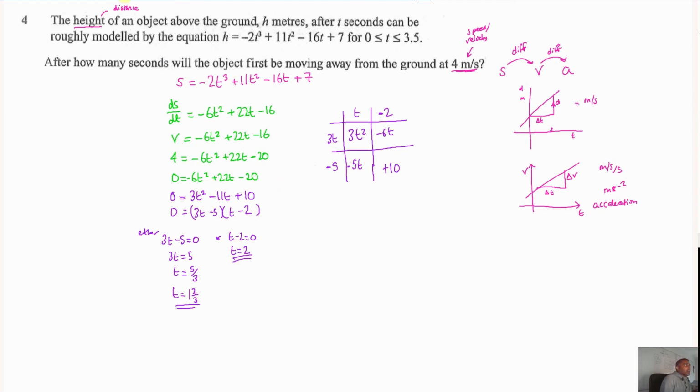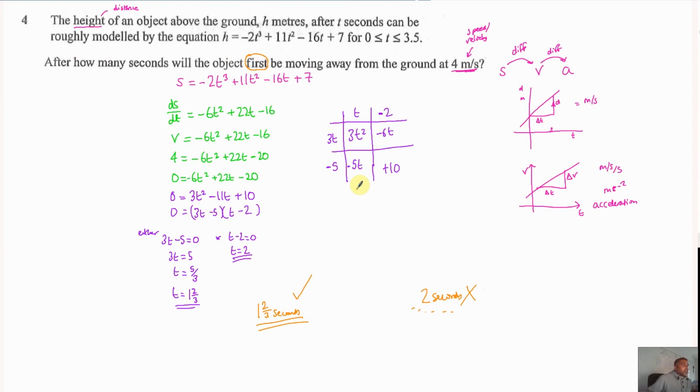Now, the last mark here, a lot of people lost because they wrote their answer, so if you imagine that's the answer line, 2 seconds. And I can understand because that looks a bit weird, and you're used to normally getting a negative one, which is invalid, and you just keep that one. So I understand where this mistake has come from, but that is incorrect because it said after how many seconds would the object first be moving away from the ground at 4 meters per second, and when it will first be moving will be at this point here, 1 and 2/3 seconds. So that is the correct answer there. Okay, so just be really careful about little things like that.